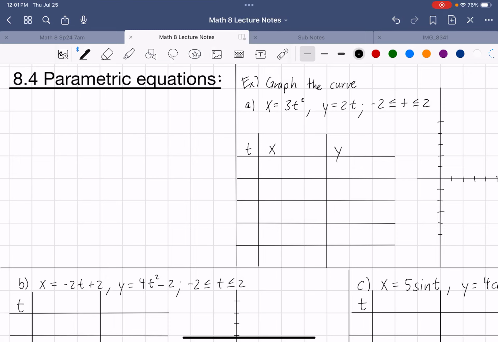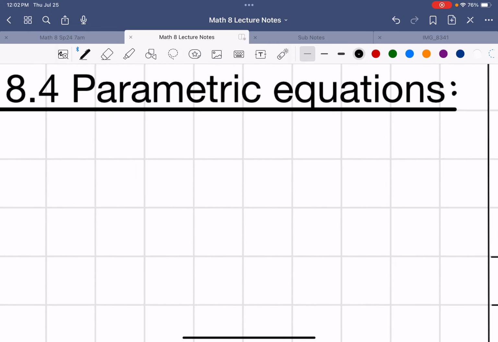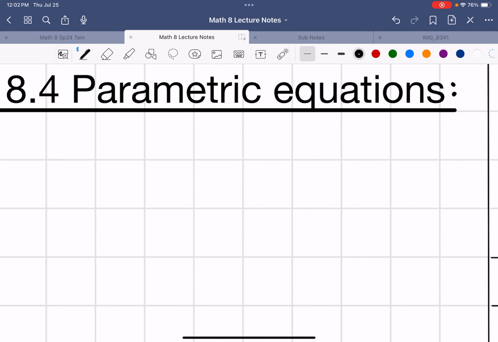Now we are in 8.4, looking at parametric equations. And from here on out, we are going to change a little bit of the direction of the course, because everything we dove into up to this point has to do with trigonometry. But this second part of the course, it's a small part, but it's more algebra based, I would say.